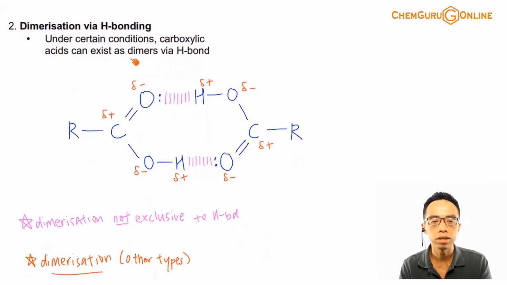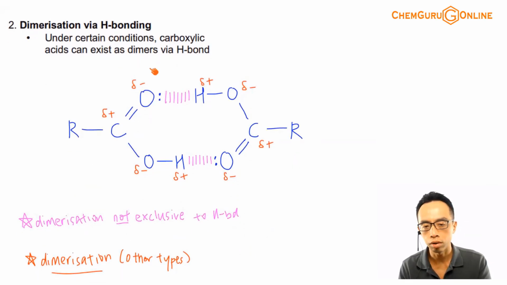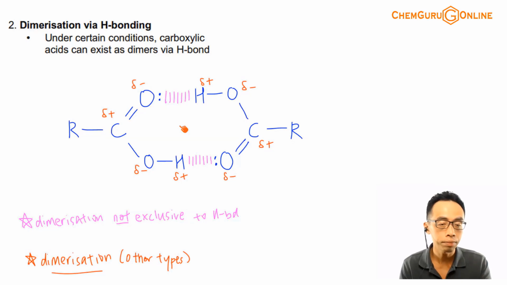Now, the second idea involves dimerization via hydrogen bond. This is also fairly easy, a classic. My carboxylic acid can form a hydrogen bond with another carboxylic acid under certain conditions. So what it can do is form hydrogen bonds with each other, and then it will pair up, or we say that it forms a dimer.